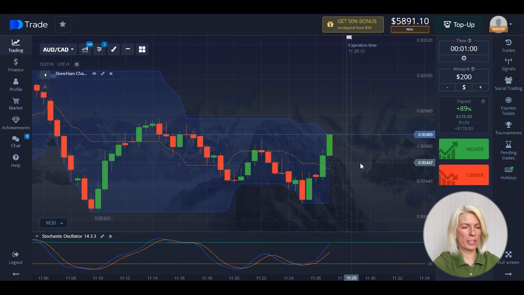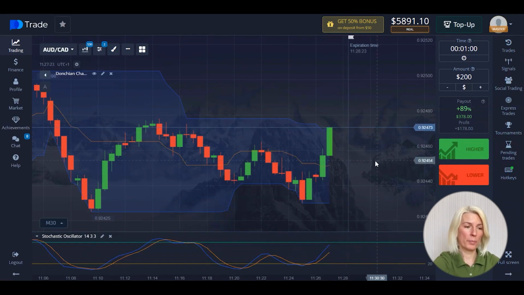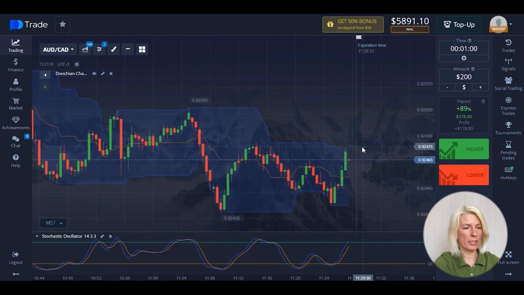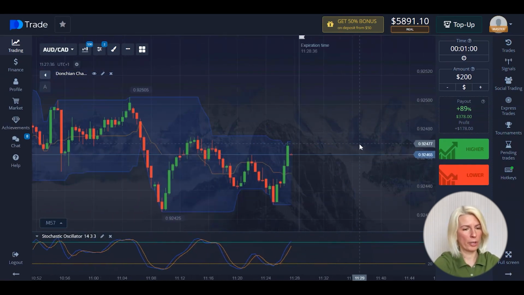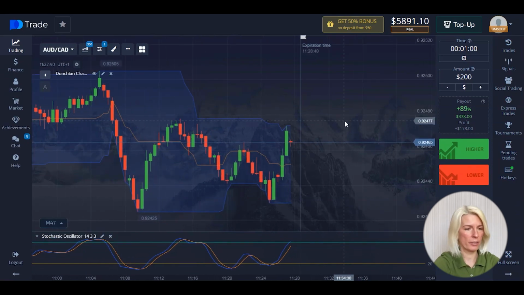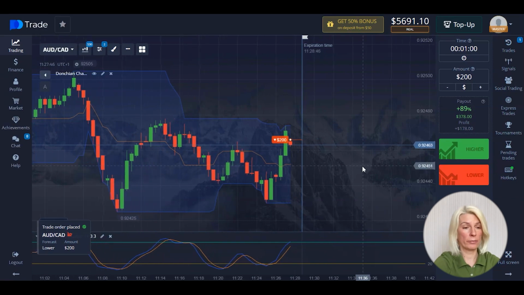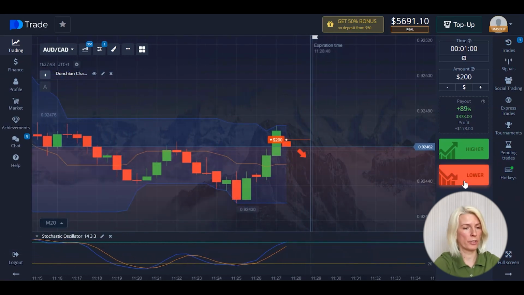The price is approaching its 12 minutes high while pushing the upper band of the downtrend indicator. Look at the chart. The price failed to break the level of 0.9247 and there was a reversal down. I opened a down trade for 1 minute with $200 in.